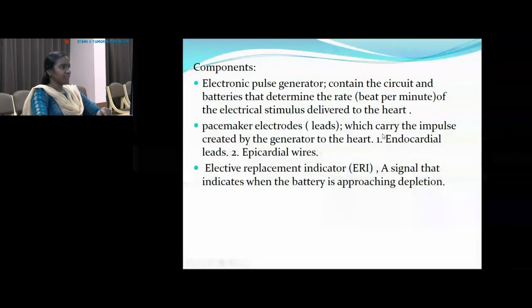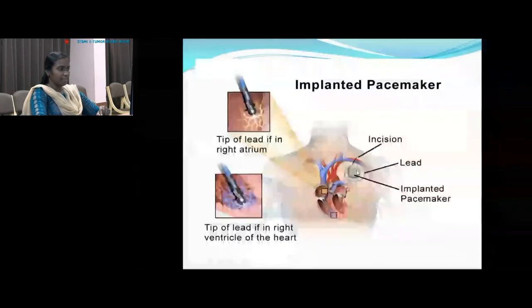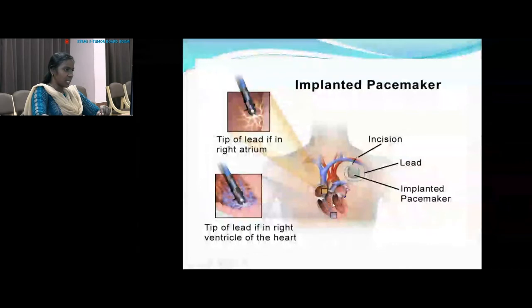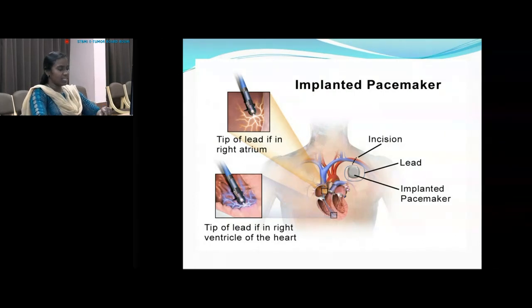See, this is the pacemaker which we implanted under the skin, and here we see the leads which enter into the heart chambers, and from here the pacemaker generates the signals that carry through the leads into the heart, and that will reduce the heart rate or correct the dysrhythmias. And the battery also will be kept in this pulse generating pocket, the generator.